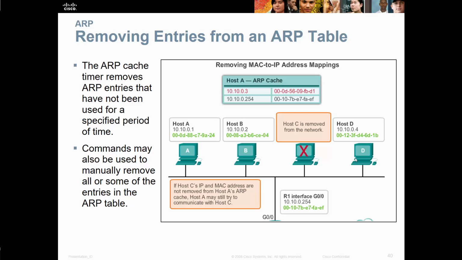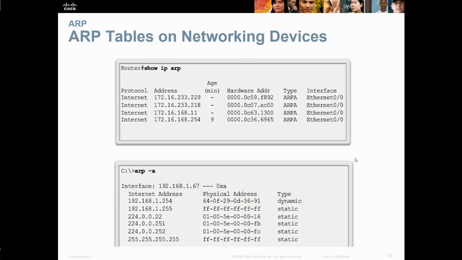Here we go. In our ARP cache, after a certain amount of time, the host C entry may be removed. If we're looking for a specific IP outside of our network, it will query our router via broadcast and get its MAC address. Here's our MAC address table on our router or on a PC that will show us our mapping of IP addresses to MAC addresses.